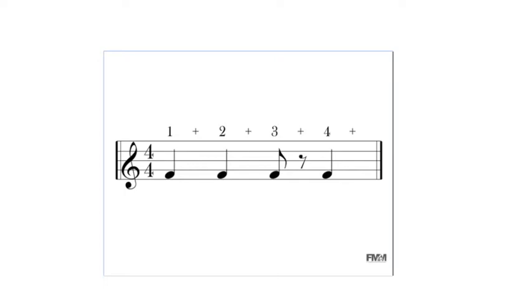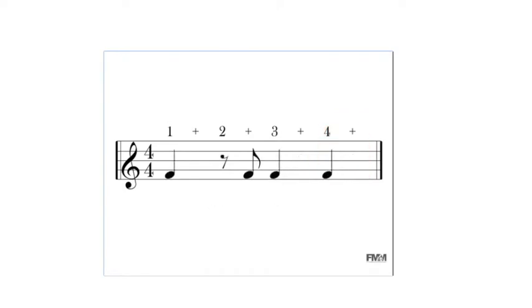In this first measure, beat 3 has an eighth note on the downbeat and an eighth rest on the upbeat. This simply means that you should play the first half of beat 3, but remain silent for the second half, like this. 1, 2, 3, 4.